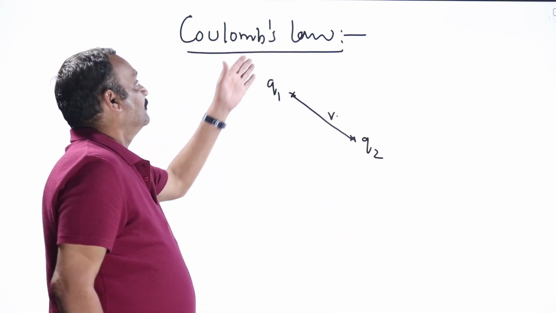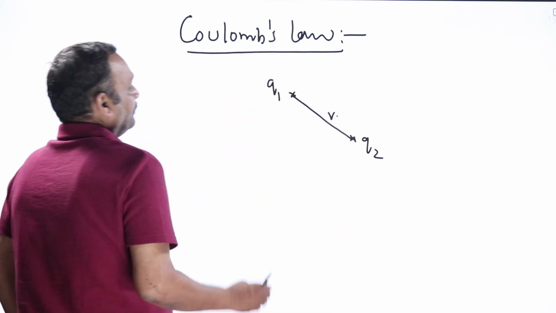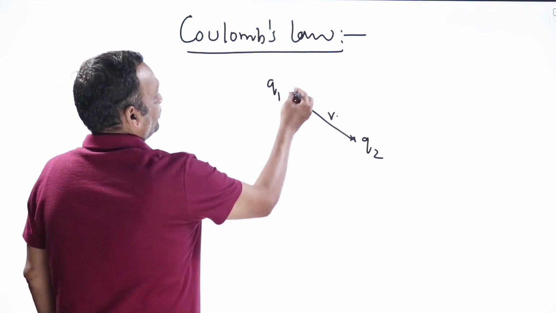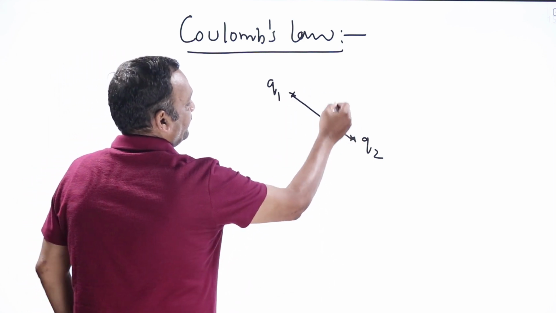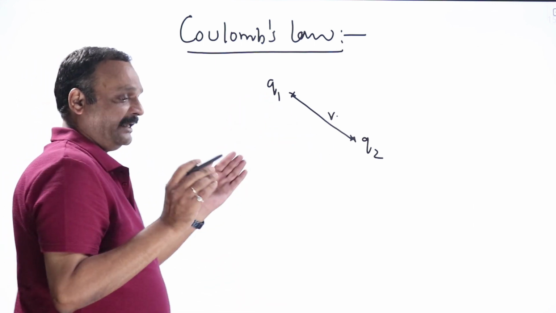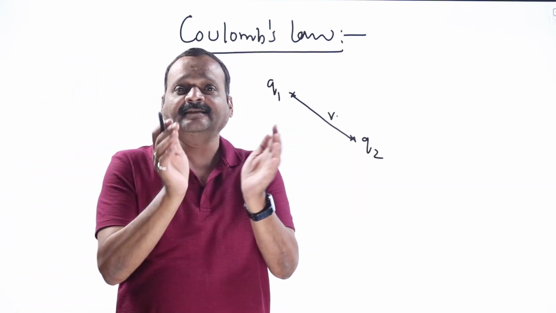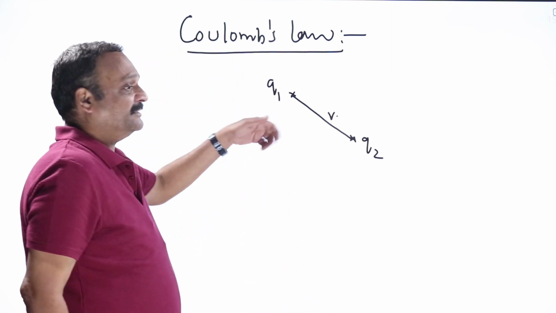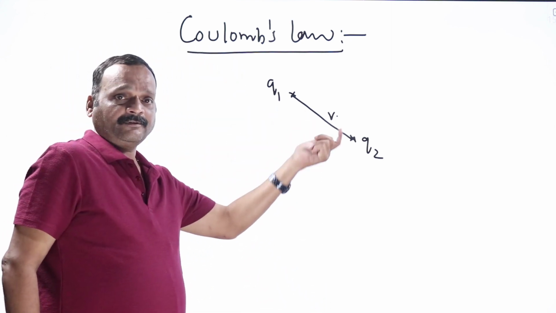Now we will see what Coulomb's law is. In electrostatics, consider two charges Q1 and Q2 separated by a distance r. We have seen that two like charges repel each other and two unlike charges attract each other. What is the amount of that attraction or repulsion force?